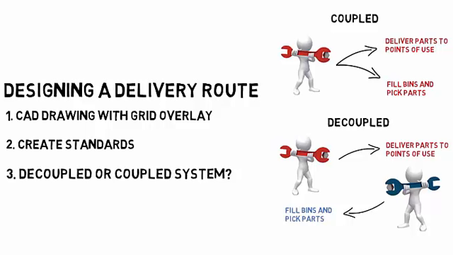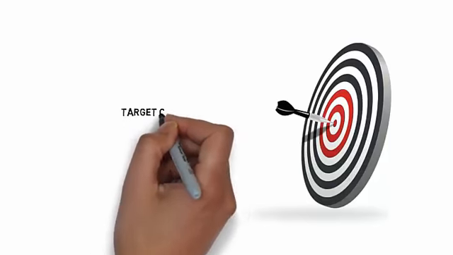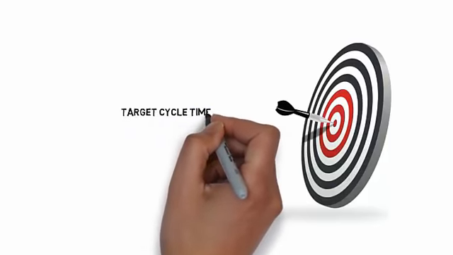So let's review what we have so far. You have a map of your area, you have standards defined for all of the potential tasks that will need to be done, and you've decided on a coupled-decoupled delivery strategy. So what next? You're almost ready to start experimenting with different delivery routes, but you need to decide on a target cycle time for the delivery route. How many times a day do you want to deliver materials?